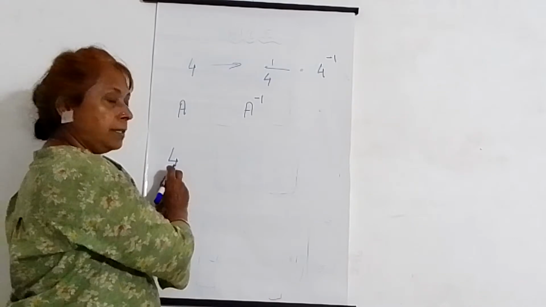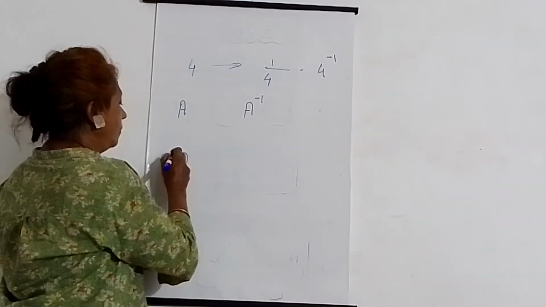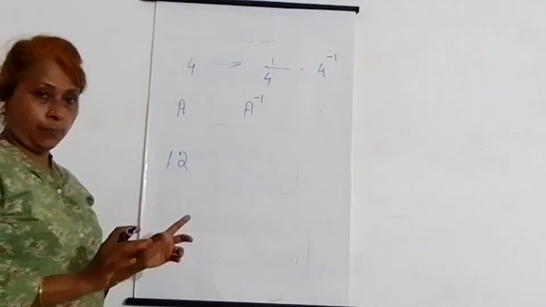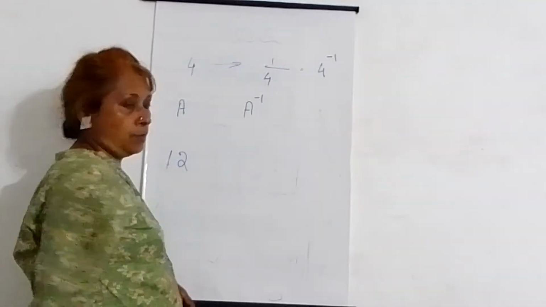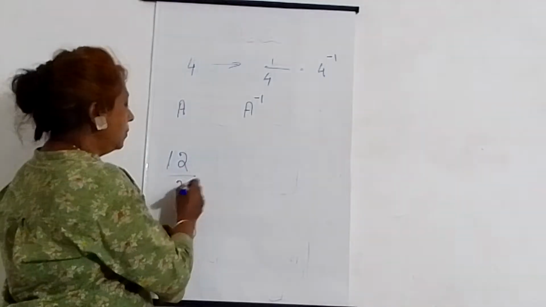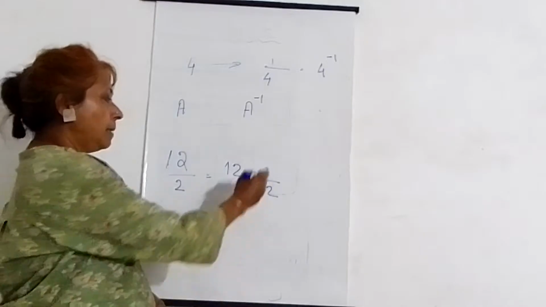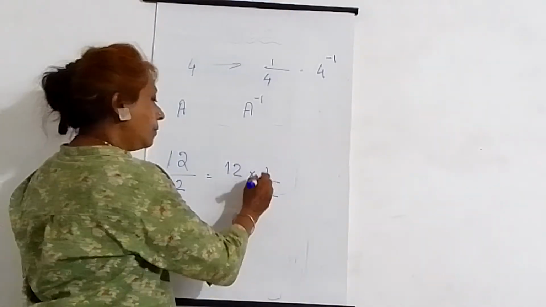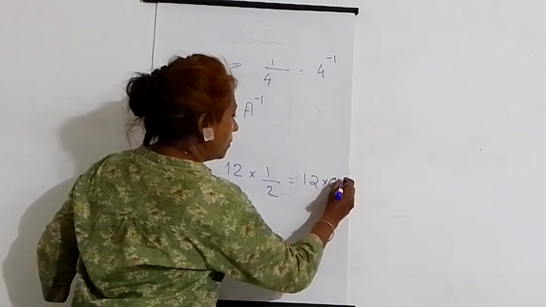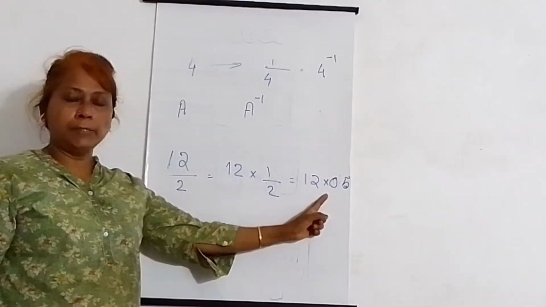Suppose I want to divide, we can take a bigger number, let it be 12. If I want to divide this 12 by 2 and it is not allowed, instead of dividing 12 by 2, we can write it as 12 into 1 over 2, isn't it? It's a multiplication. 1 by 2 is 0.5. So, instead of dividing, we are multiplying.